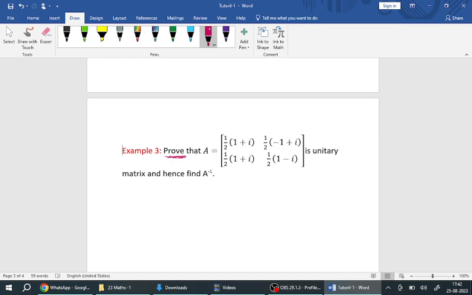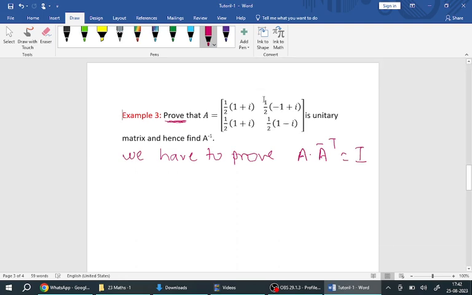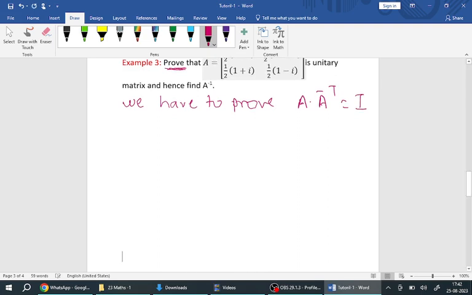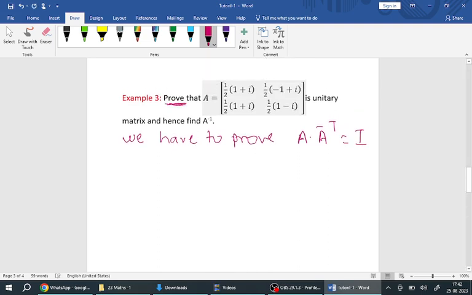So first important thing, our aim is to prove A is a unitary matrix, which means we have to prove A into A bar transpose is identity. Whenever we have to prove a unitary matrix, this is the equation that we have to prove: A into A bar transpose is identity. Now for this purpose, we can start with the LHS.